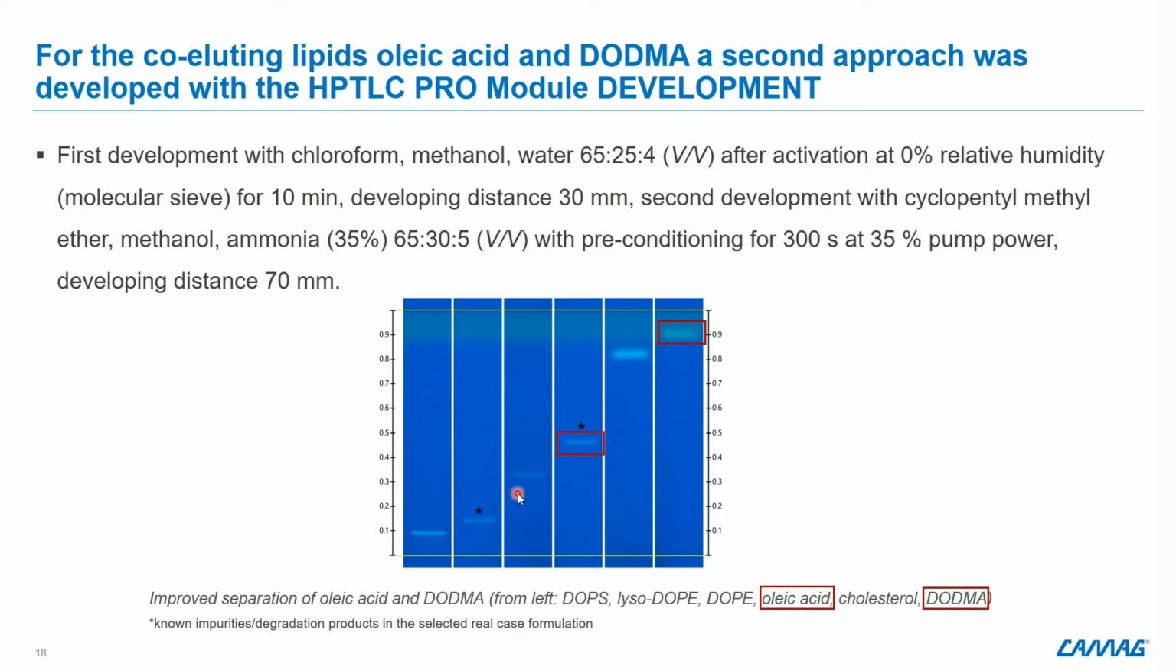So for 20 sample tracks, this is not really relevant. Instead of one development up to 70 mm with chloroform methanol water, the plate is only developed up to 30 mm and then developed with a second solvent mixture of another selectivity up to 70 mm. And by this, the oleic acid migrates up to RF 0.45 instead of 0.8.